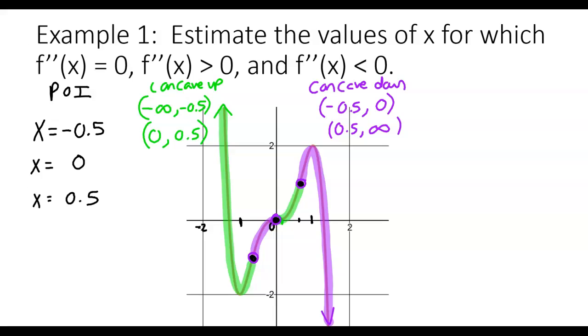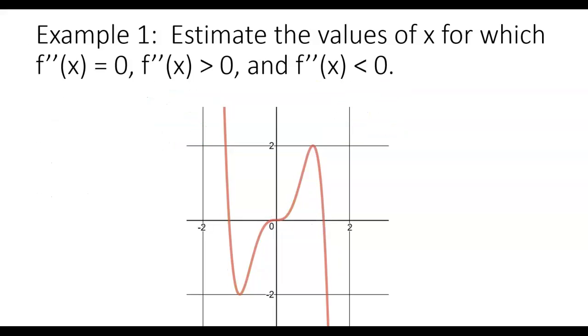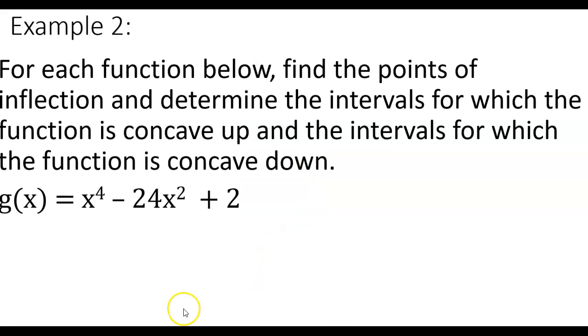So that's how we're going to be estimating, and I said estimate because they're not happening in exact spots, but we're estimating the values of x for which the second derivative is 0, the second derivative is greater than 0, and the second derivative is less than 0. In other words, they're really just asking us to find the points of inflection and the places where it's concave up and concave down, right? So that's our first example.